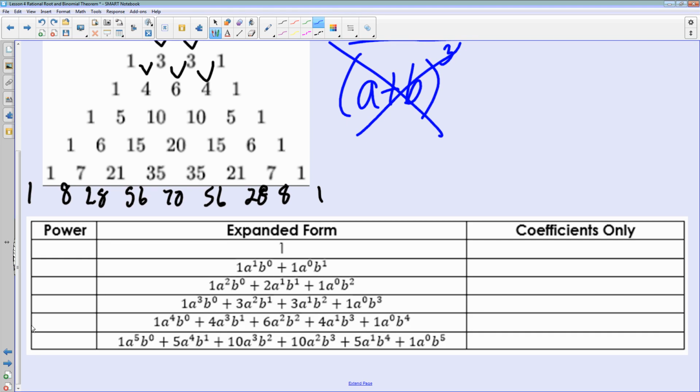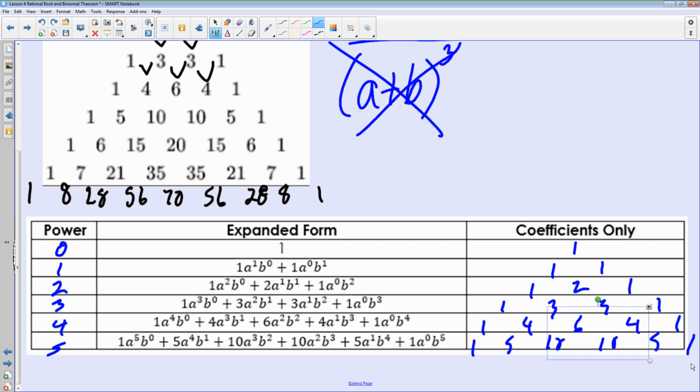All right, so if you look at this chart down here, the first top level is to the 0 power. These are all the expanded forms. This is to the first, second, third, fourth, fifth. And I don't actually have to memorize this. I just need to know Pascal's triangle, which is what the coefficients are. So 1; 1, 1; 1, 2, 1; 1, 3, 3, 1; 1, 4, 6, 4, 1; 1, 5, 10, 10, 5, 1. Those are my coefficients.